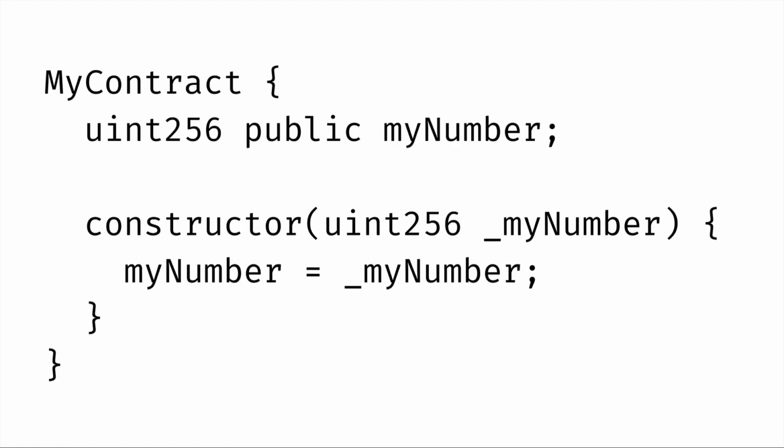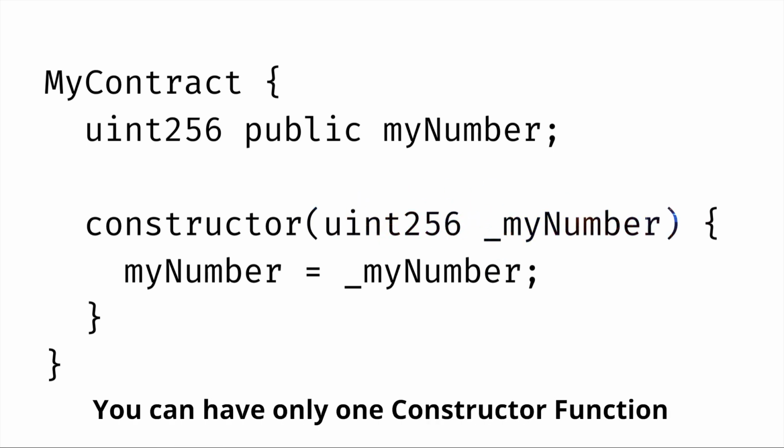To set a variable when the contract is created, you could define a constructor with the constructor keyword here. So here we give our number a starting value. And when you deploy this contract, inside the transaction data of the deployment, you now not only have to pass the smart contract bytecode, but also the number value here.